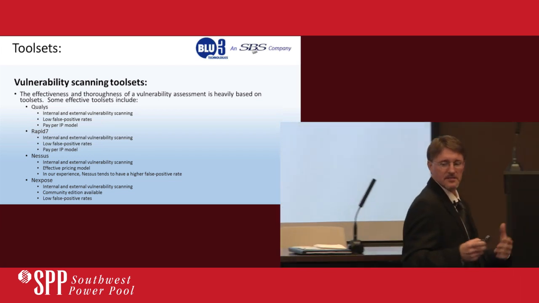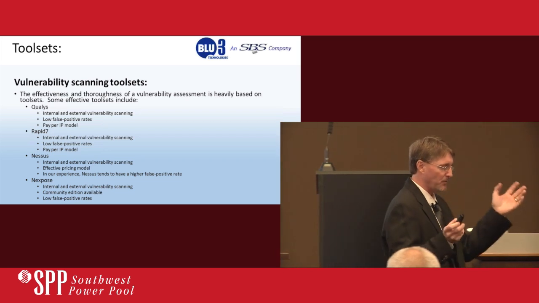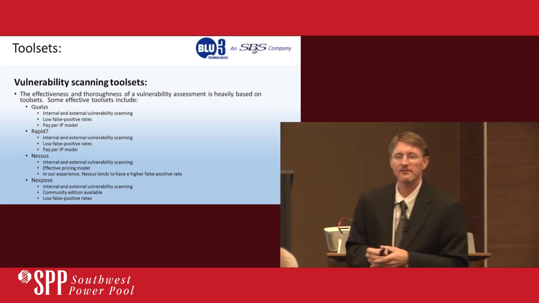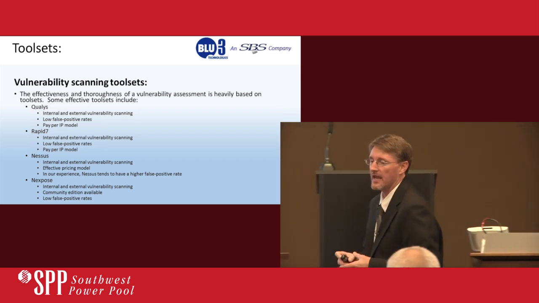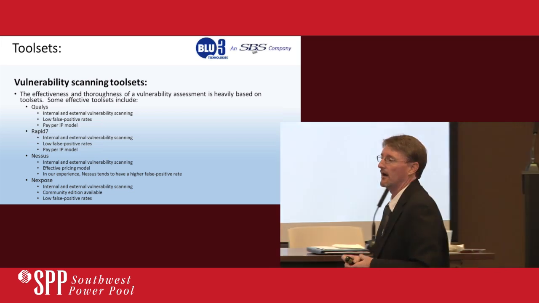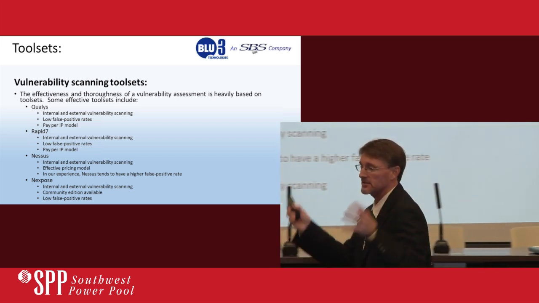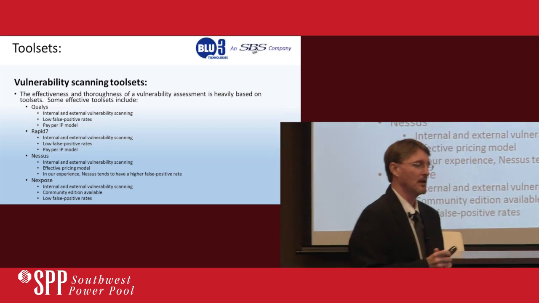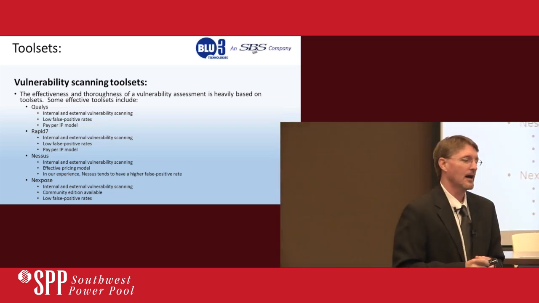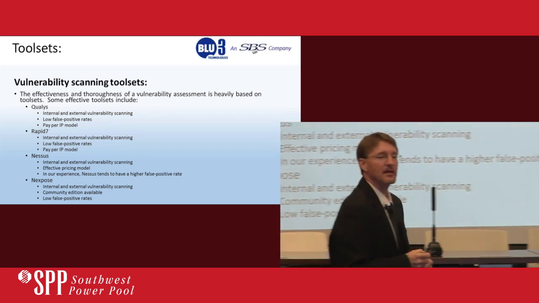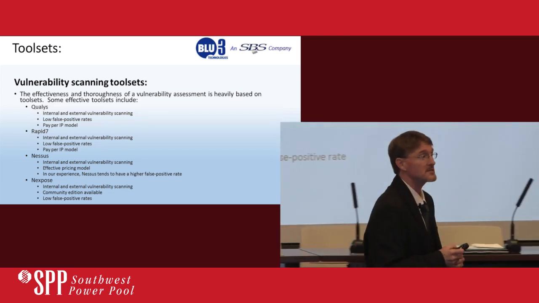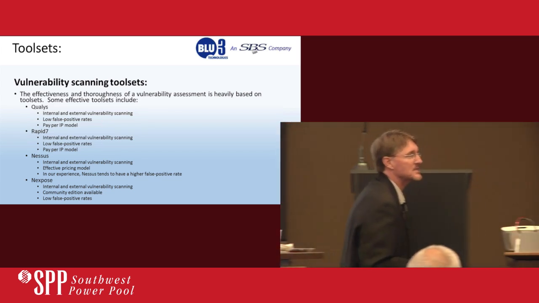Rapid7, Nessus, and Nexpose. Rapid7 and Nexpose are actually part of the same company. Rapid7 has a pretty amazing vulnerability scanner, but it's very, very pricey. I noted pay per IP model. It's actually a pay per block of IP model, which we'll look at just briefly. Nessus is about a $1,500 piece of software for one license. You can scan an infinite number of IP addresses.